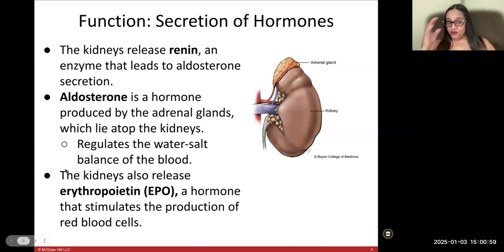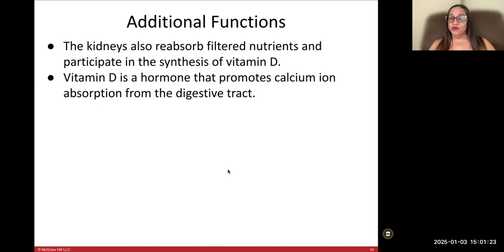Next is the secretion of hormones. Kidneys release renin, which is an enzyme that will lead to aldosterone secretion. Aldosterone is the hormone produced by the adrenal glands, which lie on top of the kidneys. It regulates water-salt balance of the blood. The kidneys also produce a hormone called erythropoietin, or EPO for short. It stimulates the production of red blood cells. The kidneys also reabsorb filtered nutrients and participate in the synthesis of vitamin D. Vitamin D is actually a hormone that promotes calcium ion absorption from the digestive tract.